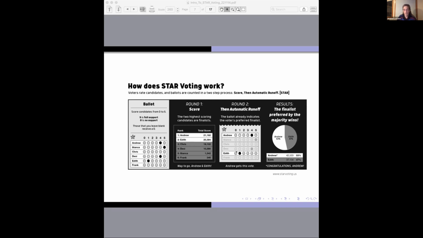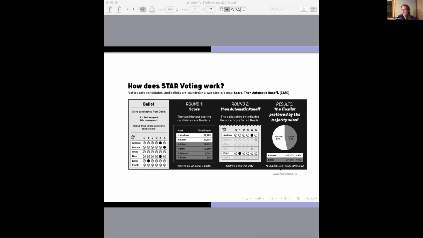Jen, it is a little bit confusing because it looks like there were 79,000 plus ballots if Andrew got 42,533 votes in the runoff. But I don't think that if you add up all those scores, you even get 79,000. So I wonder if there's a mistake with this example. That could be. Yeah, there's no graphic mistake.